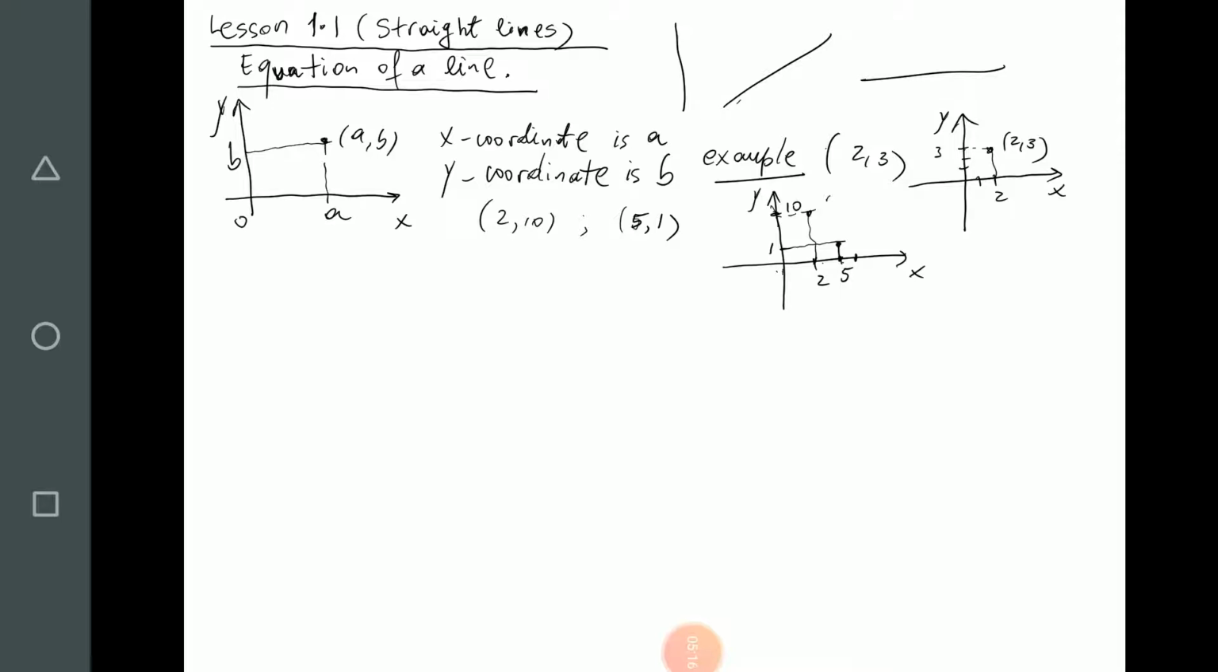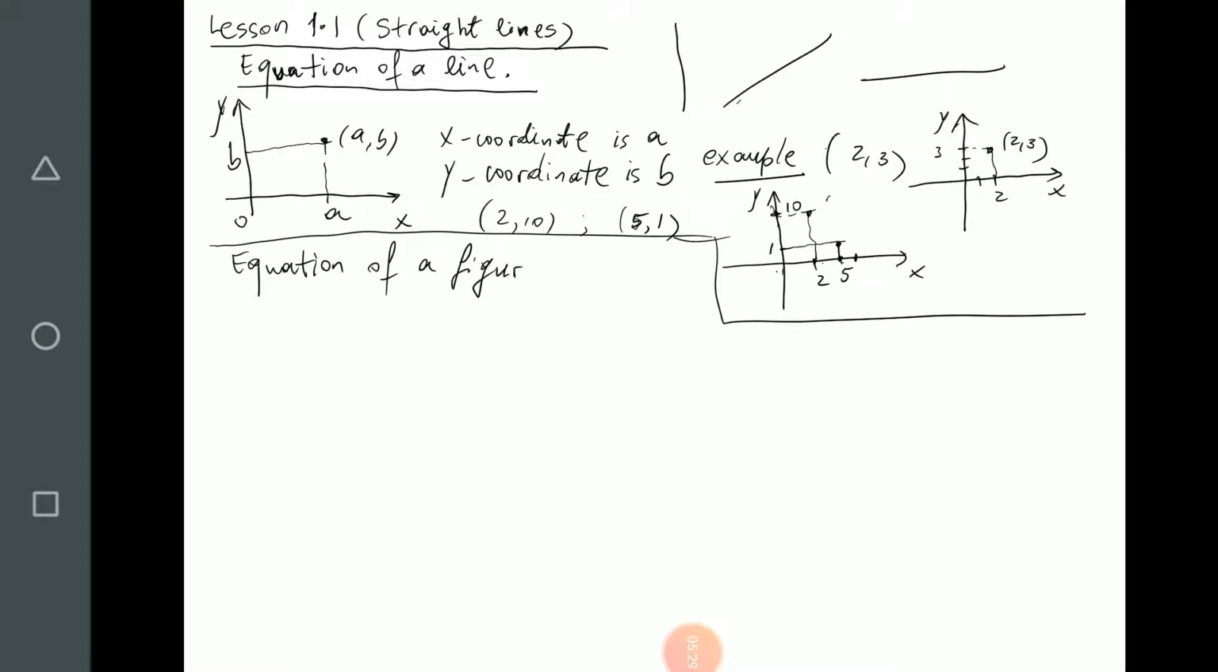What is an equation of a line? So before we move on to this topic, let me just mention that the equation of a figure, as a general definition, doesn't have to be a line. It could be a circle, a plane, and so on. So the equation of a geometric figure is nothing but the algebraic relationship between the x and y coordinates.